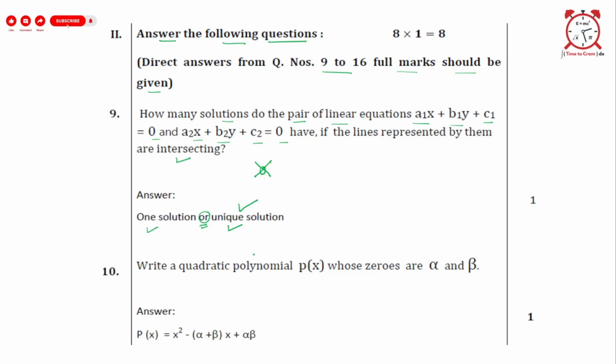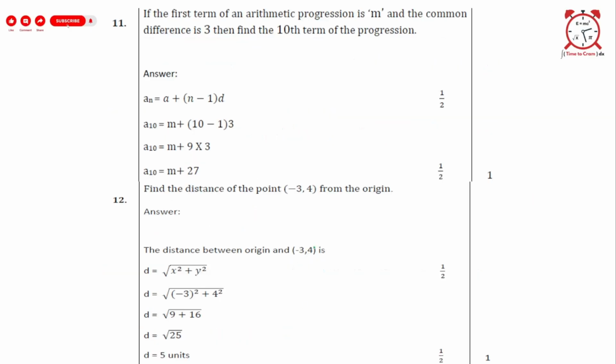Next question. Write a quadratic polynomial p of x whose zeros are alpha and beta. So we know this is the formula to write the quadratic polynomial with zeros alpha and beta: p of x equals x square minus, in brackets, alpha plus beta, multiplied by x, plus alpha into beta.